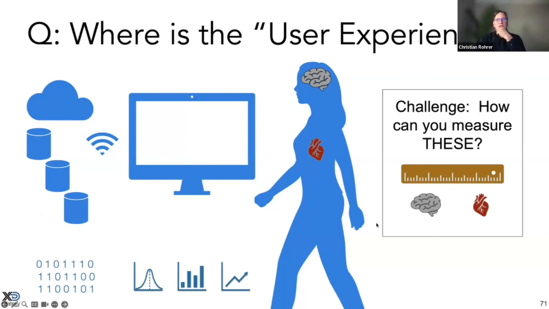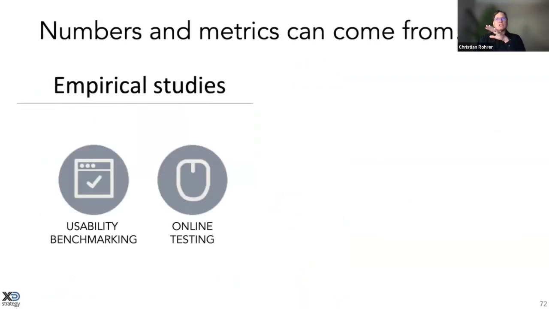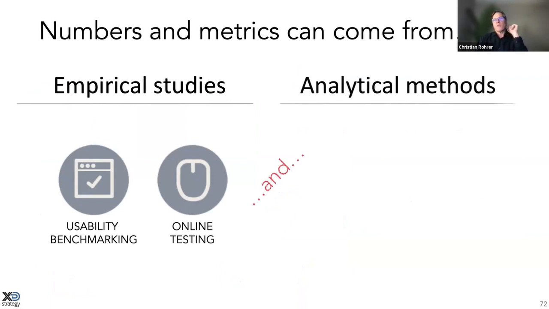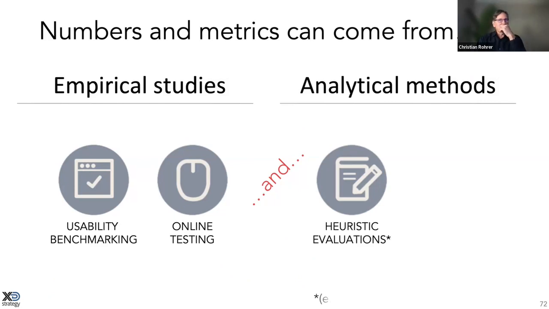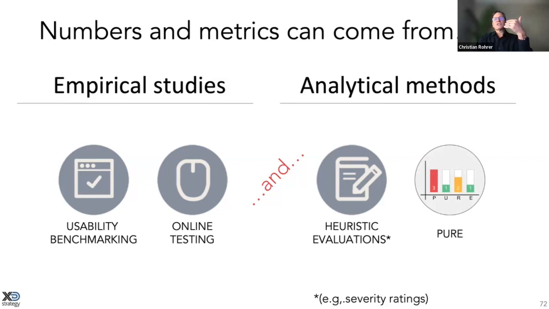That's hard to measure, except our best way of getting there is probably through UX benchmarking, which I already showed you is time consuming and expensive. So how do we get at where the experience is, or at least numbers that are more reflective of the experience? Empirical studies like benchmarking and online testing, I love them. You should do them. But metrics can also come from what I call analytical methods. It's maybe a bad word, but things like heuristic evaluations that have some kind of number behind them, or the PEER method. That's what the PEER method is all about, taking an analysis and putting numbers behind it.